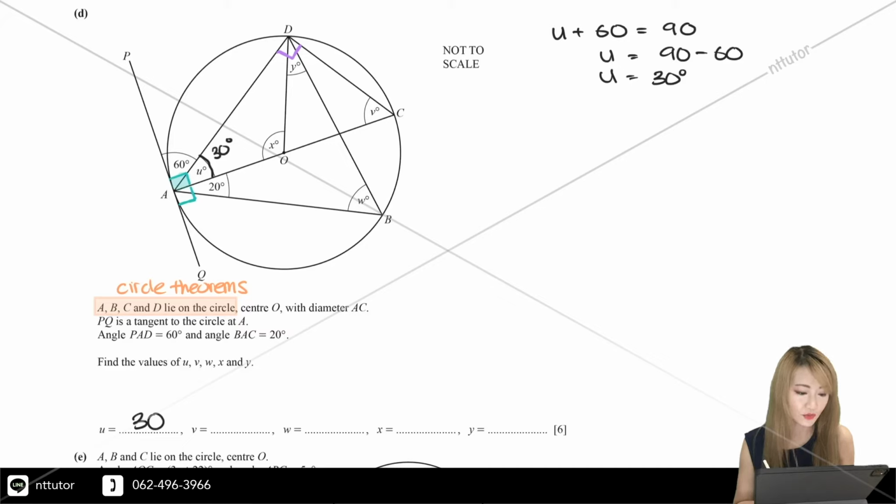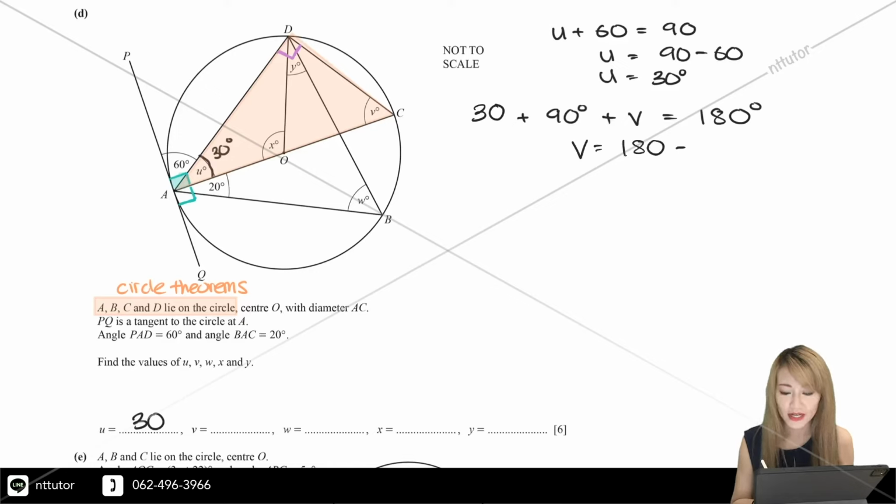So for v, because we already know that u is equal to 30, we have all the angles inside the triangle ADC except for v, because we know that that angle over there is 90 degrees. So the angles inside a triangle add up to 180. That's u plus 90 plus v equals 180, where we already know that u is 30. So we can use this to solve for v. So v equals 180 minus 90 minus 30. So v equals 60 degrees. And we will label that on the diagram.